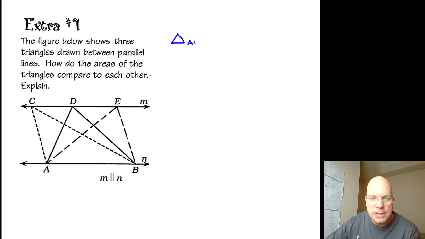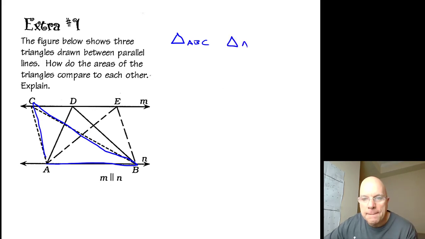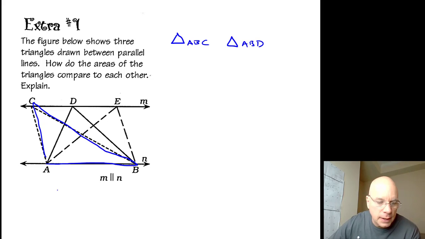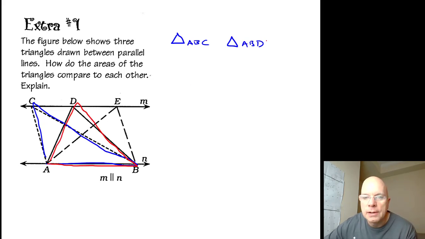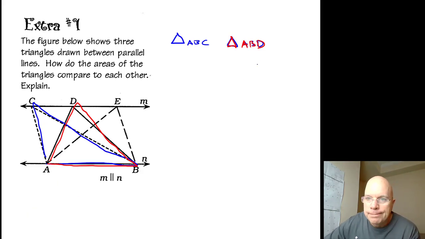There's a triangle ABC. Let me outline triangle ABC. There's that triangle. There's a triangle ABD. I really should use a different color. ABD is that triangle. And there's a triangle ABE. That would be this triangle.